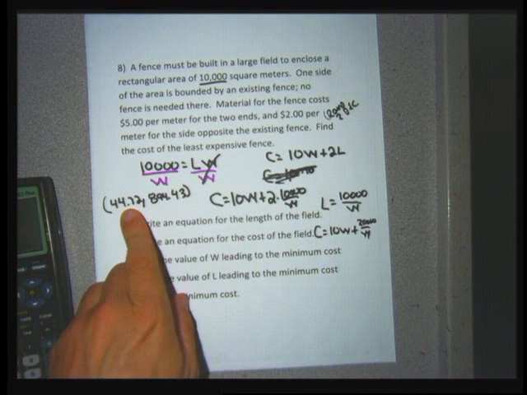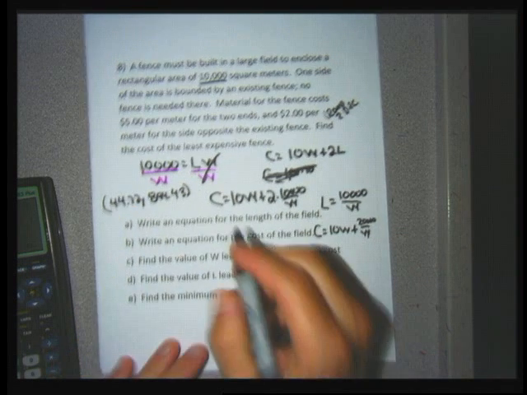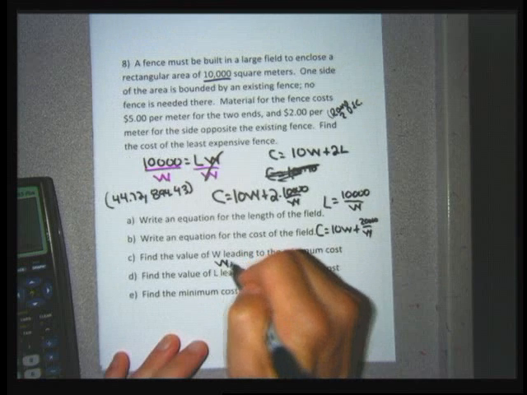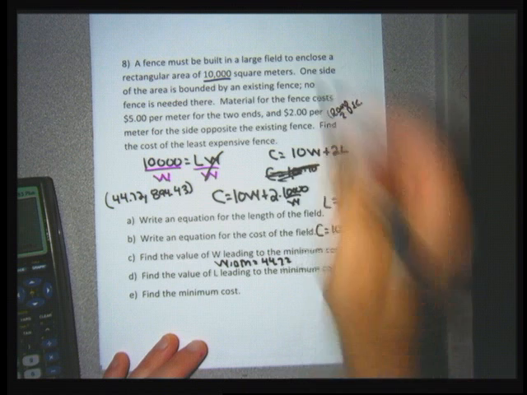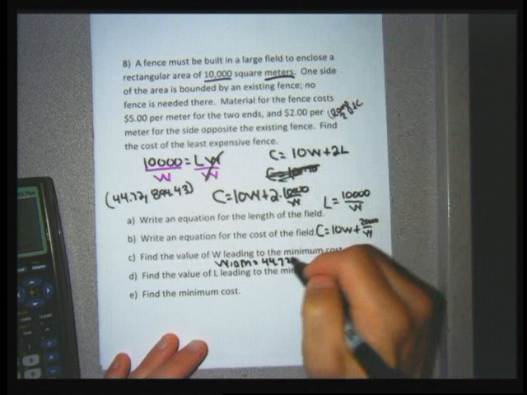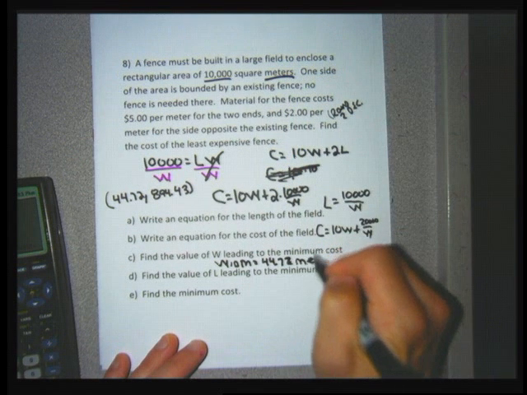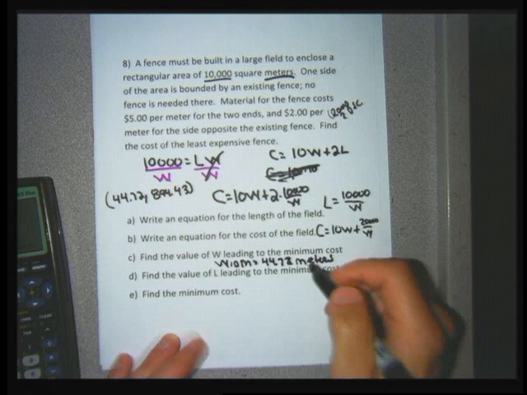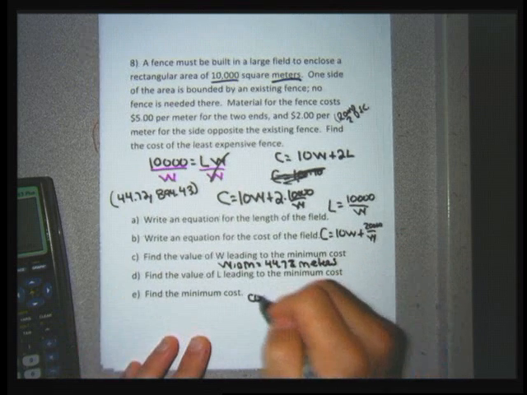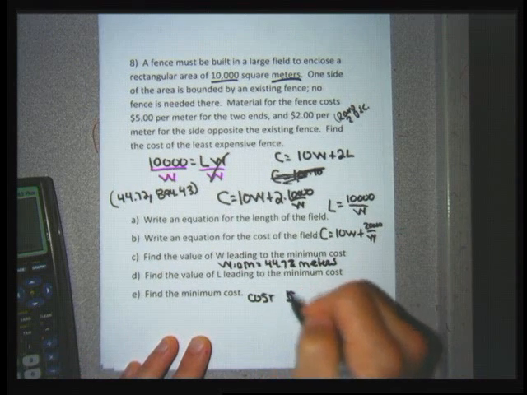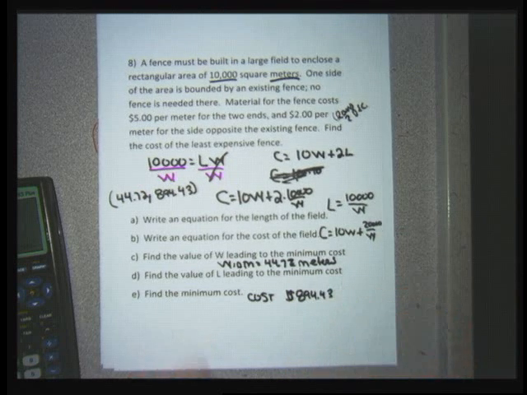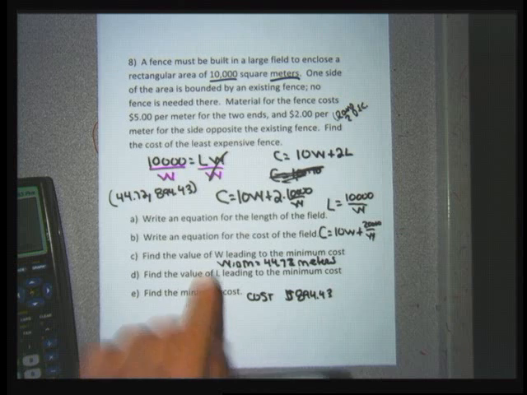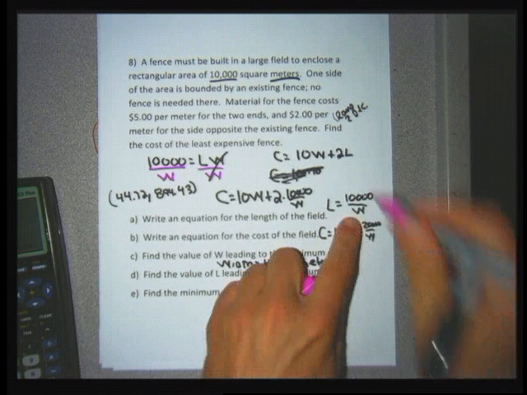So I'm going to leave this as a decimal form and say the optimal width is 44.72, and then the units are going to be in meters because the units given are in meters. The minimum cost is going to be $894.43, and then the value of L I need to plug into this formula.